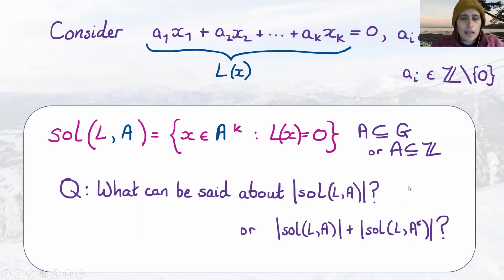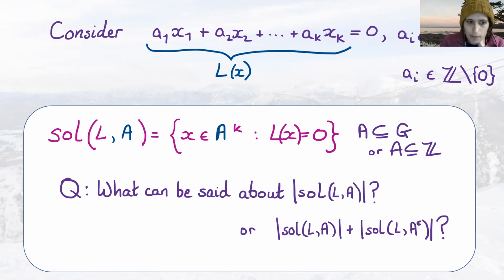So how should we think of this? Well, imagine coloring the members of your group red and blue, and the red ones are your set A and the blue ones are your set A complement. Well, this second question here essentially says, what can be said about the number of monochromatic solutions to your system?